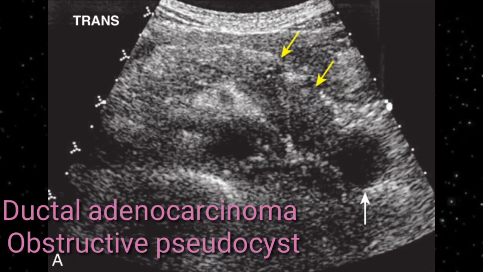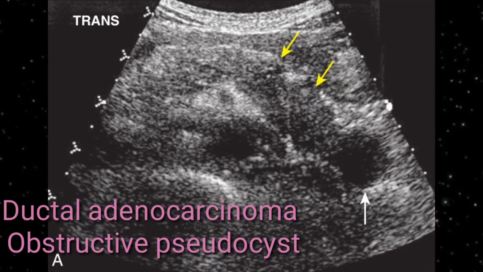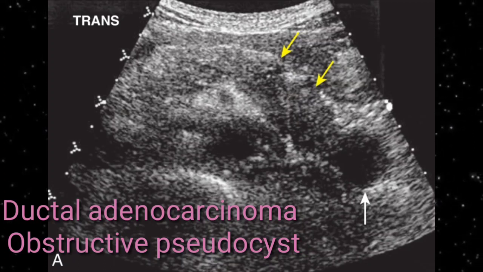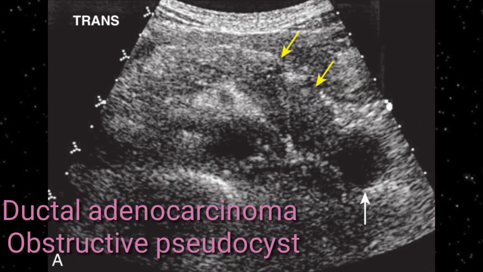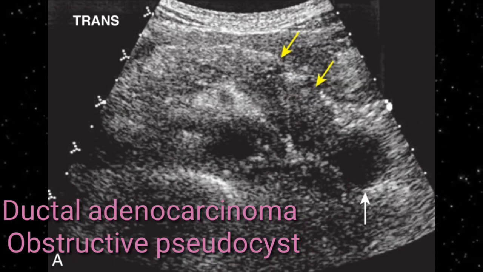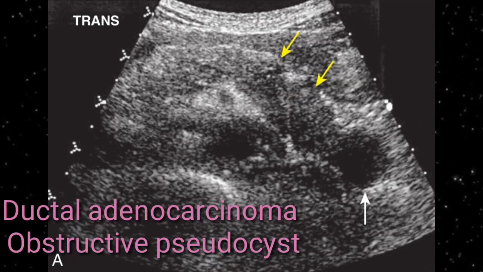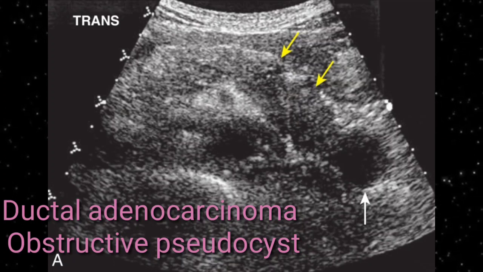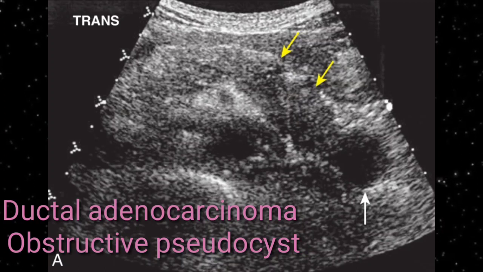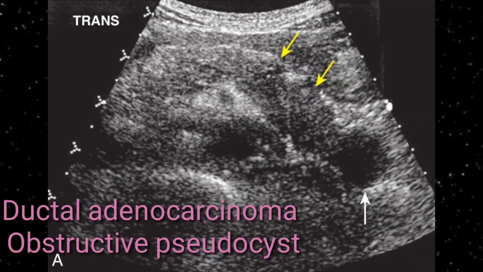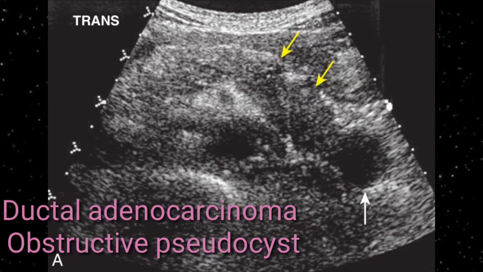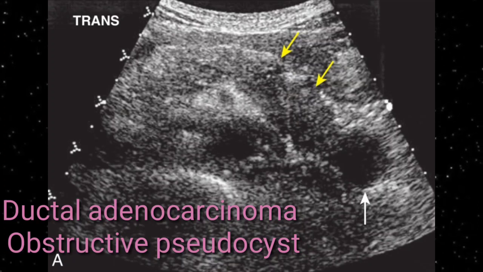On this image, you can see a subtle cancer in the body of the pancreas, which is indicated by the yellow arrow. With the pseudocyst formation, you can see this white arrow. The white arrow is indicating pseudocyst formation distal to the mass, distal to the cancer. It is in the tail region, it seems. The mass is in the body region, while the pseudocyst formation is slightly away from the pancreatic mass.